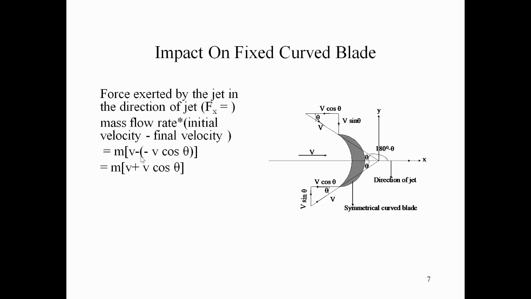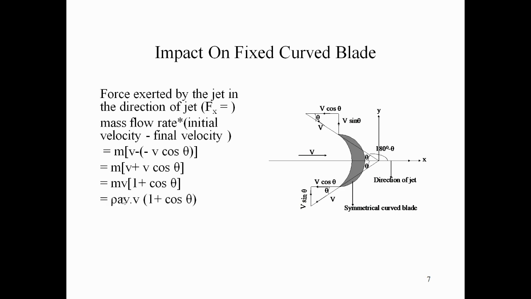Why do we get plus here? This minus is multiplied with this one, so minus into minus gives plus: v plus v cos theta. This is the force exerted by the jet in the direction of x, that is Fx equals mv(1 plus cos theta). Why do we get 1 here? Here we have v in common, we take v as common, so we get mv into (1 plus cos theta).